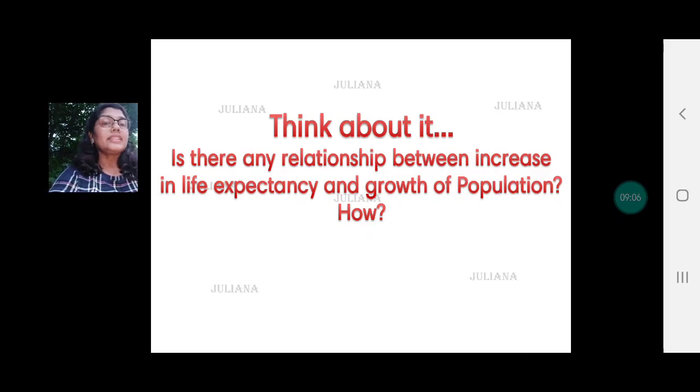Also, the accident rate in India is very high, especially road accidents, which we hear about almost every day. So suppose if this ratio was very, very low, if the death rate was very, very low, then definitely the population growth rate will increase. So there is a relationship between increase in life expectancy and the growth of population.